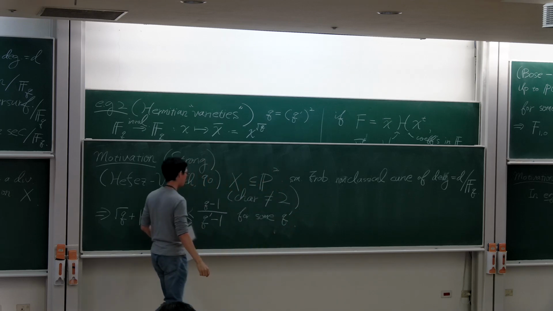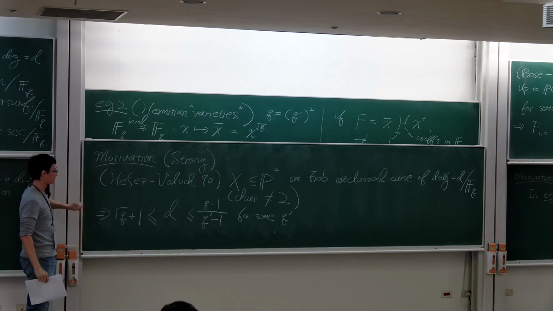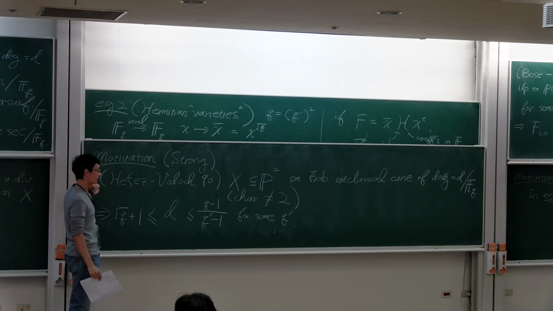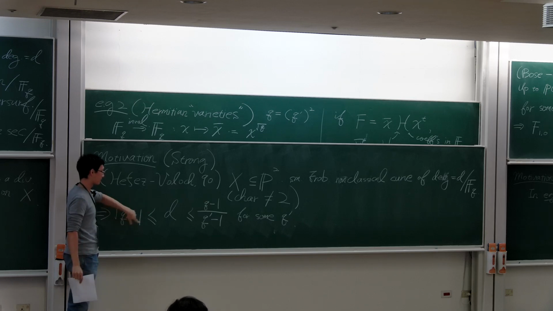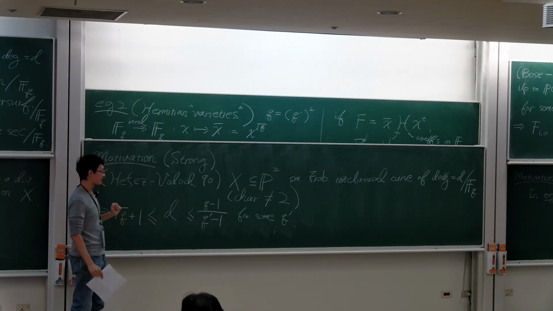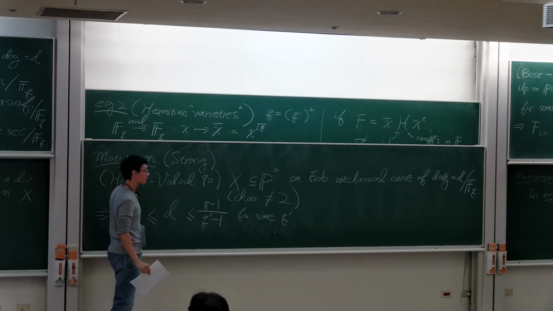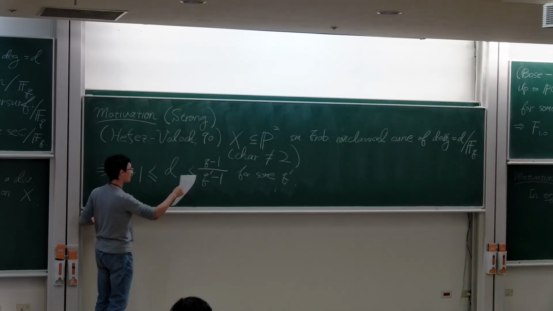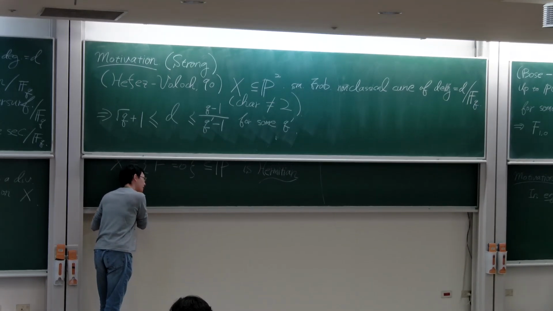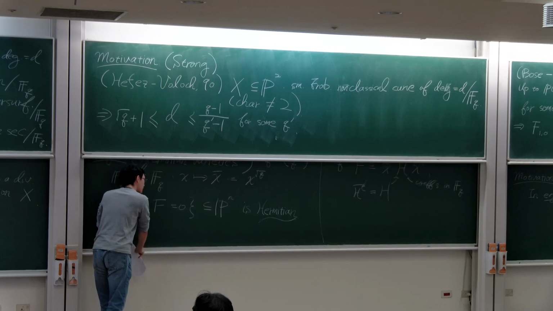I didn't provide many details here, but roughly this is the result. Once you have a smooth Frobenius non-classical curve of degree d over Fq, then the degree of the curve has to be bounded by these two things. The lower bound is quite clear, and the upper bound is something with this expression. They also have some classification result for smooth non-classical curves whose degree attains the minimum or the maximum.